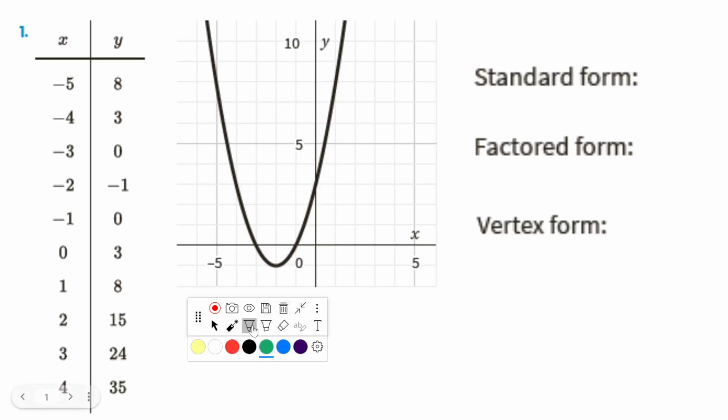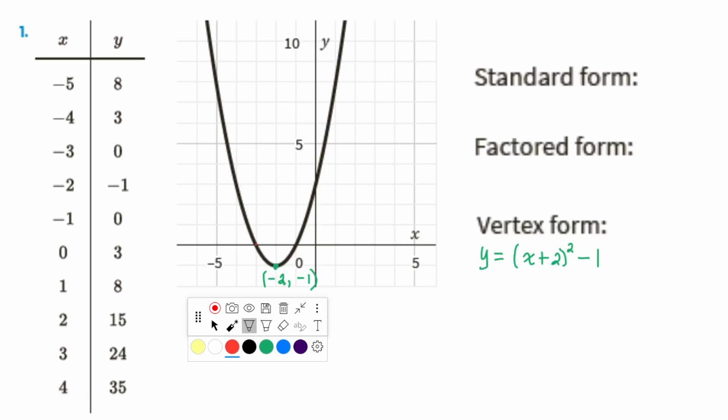So let's start with the vertex. My vertex is located at -2, -1. So the vertex form of this equation will be y equals x plus 2 squared, because it's always opposite the x value in the point, minus 1. The y value always keeps the sign in the equation.